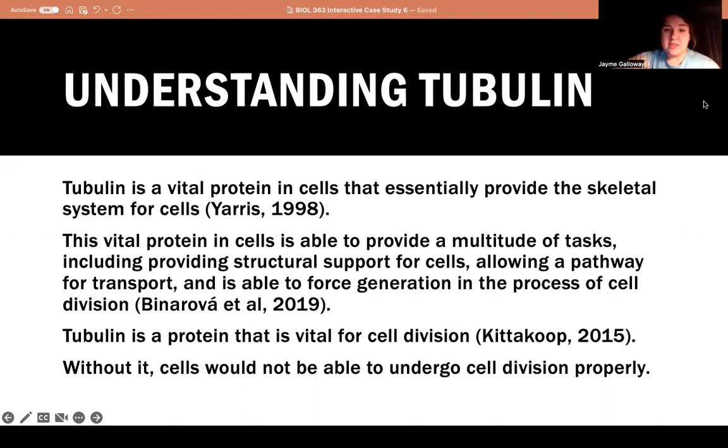This vital protein in cells is able to provide a multitude of different tasks, including providing structural support for the cells, allowing a pathway for transport, and it is also able to generate force in the process of cell division. Tubulin is a protein that is vital for cell division to occur within the cells. Without it, cells would not be able to undergo cell division properly.